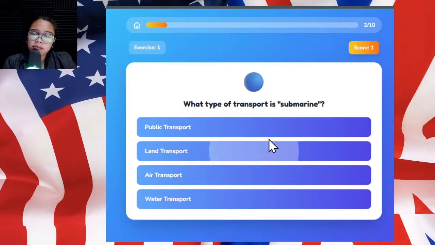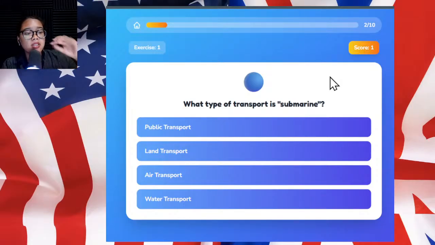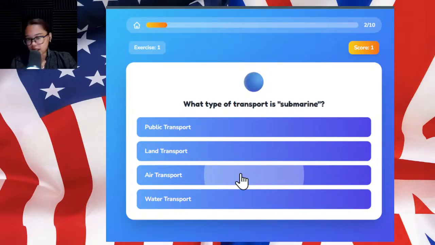How about land transport? It would also not be land transport because I've mentioned that it is designed to travel deep. So that would be impossible to do in land transport because we do not dig. We do not dig soil. We do not dig the land to travel there, usually. Okay? So that is not land transport. How about air transport? Are we going to go deep in the air? Of course not. So our answer here would be water transport.